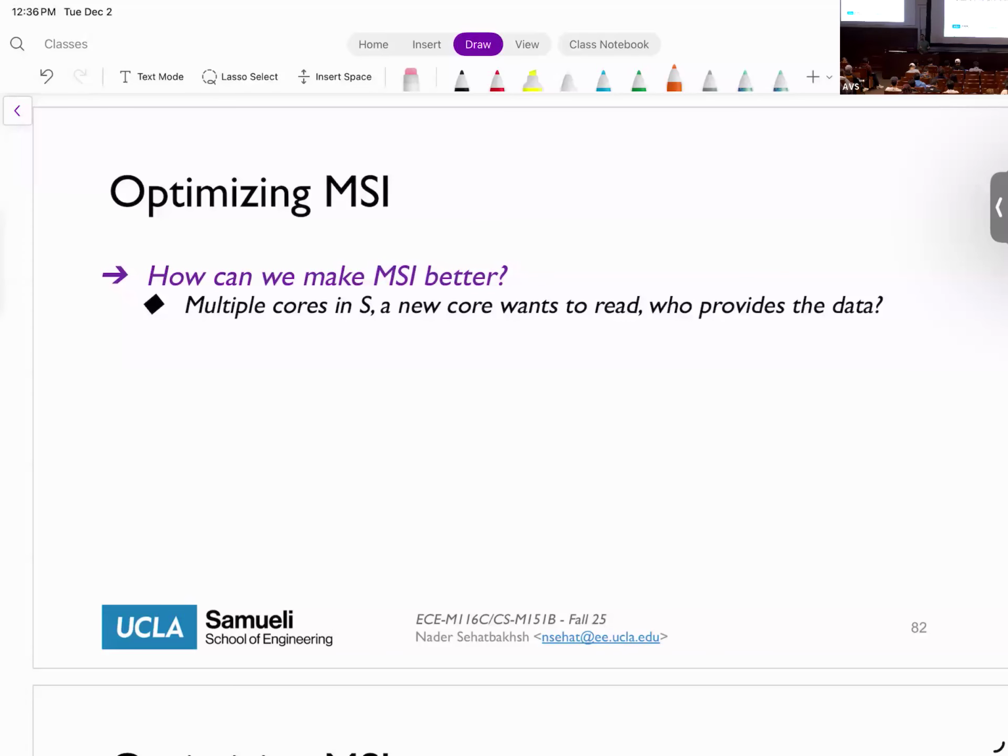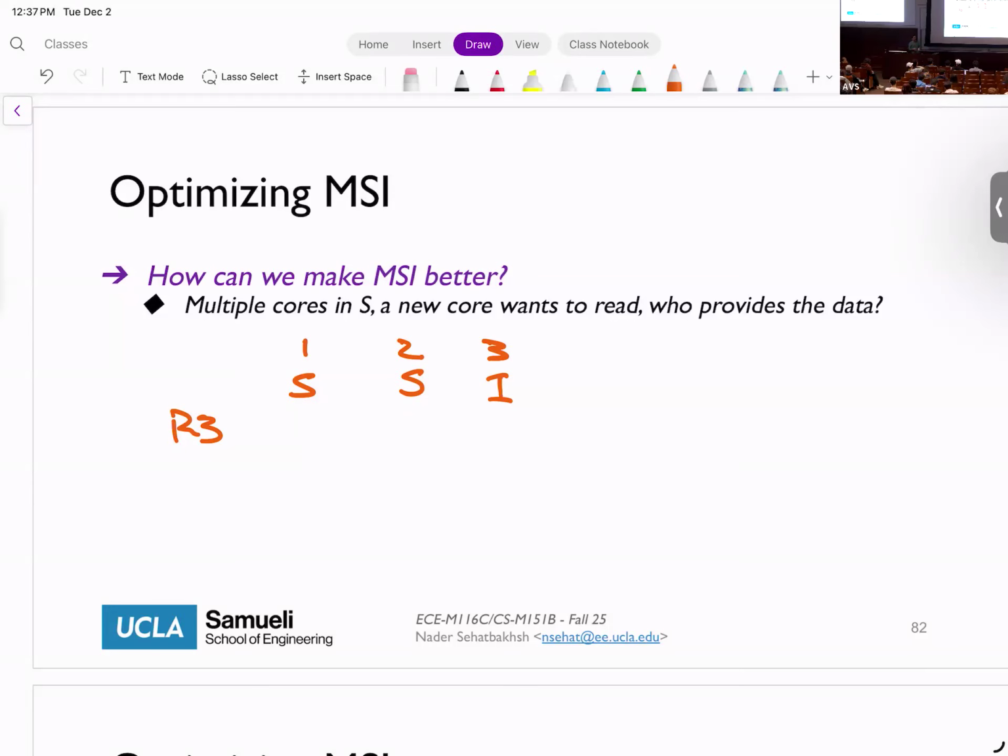Without a forwarding, there are two options. Let's say, for example, cores 1, 2, and 3. So this one is in S, this one is in S, and this one is in I. And now core number 3 wants to read, R3. So the question is, who provides the data? Option number 1 is that core number 3 goes and grabs it from the main memory. That's what we said so far. In the MSI, that's what we do. Even though cores 1 and 2 have the data, they don't provide it because they don't know which one should provide the data. So core 3 goes and reads it from the main memory.